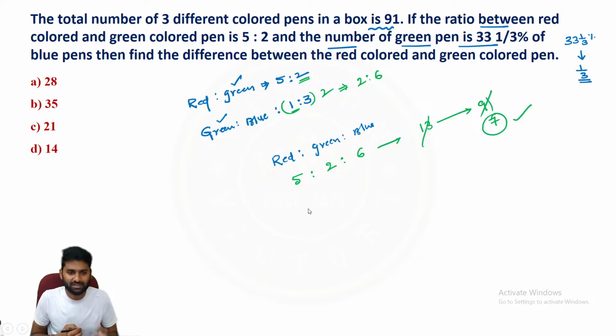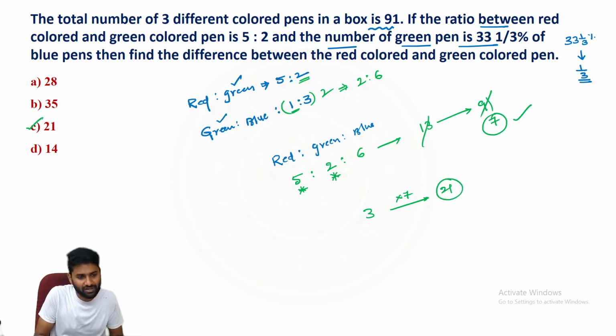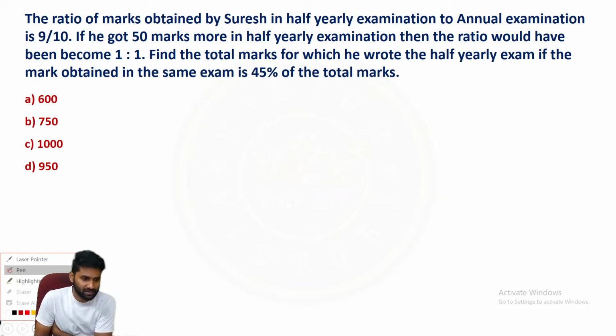Here the question says to find the difference between red and green. Guys, the difference between red and green is 3 units. Each unit is multiplied by 7, so the difference is 3 times 7, which is 21. The difference is exactly 3 units, not 7 units. Try this one.